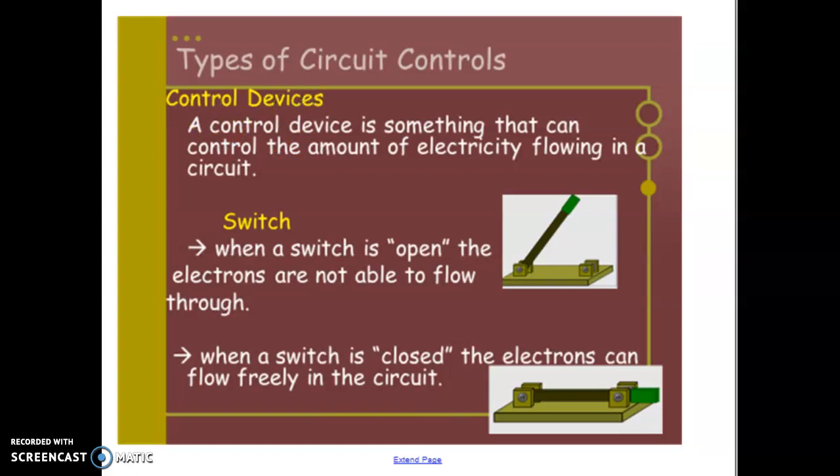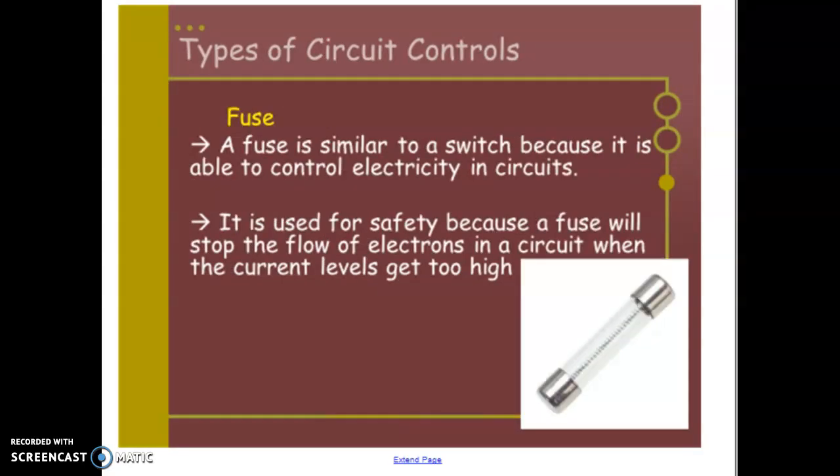Okay, so a control device. A switch. Here you can see the open and close a little bit better. Here's the open switch, meaning this is not connected. You have to imagine a wire would be here and here. So there's a gap. This wire is not connected to this wire. But here's our wires. Once you have the closed switch, you then have a full connection, so electrons are able to flow through freely.